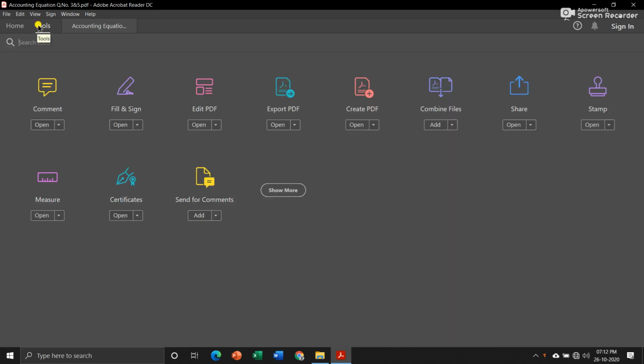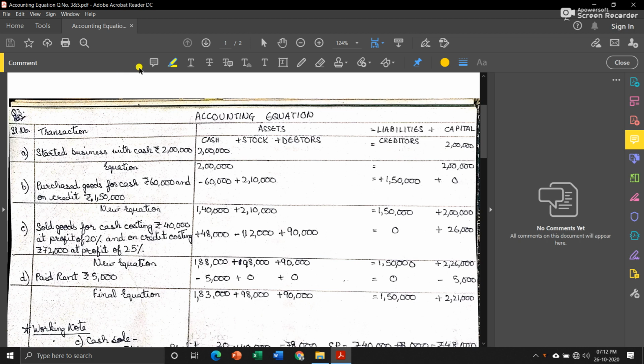Let us start the question first. Okay. Now first transaction states that started business with cash rupees 2 lakh. So we have on asset side cash 2 lakh, then on liability side capital 2 lakh.